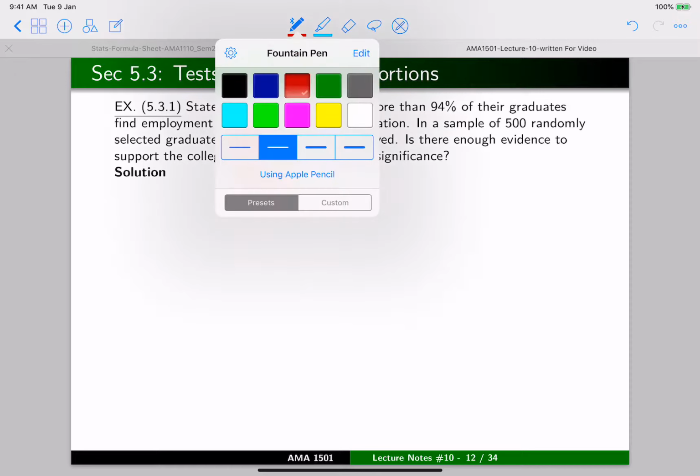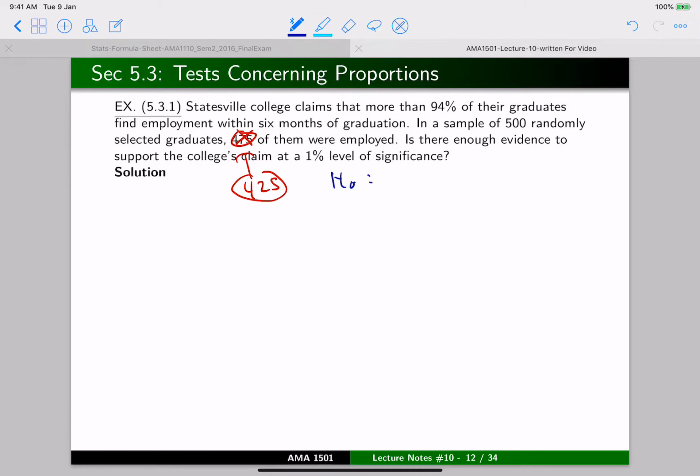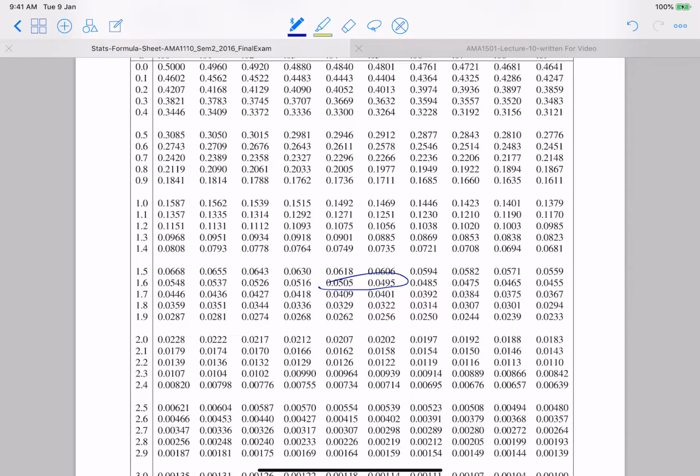So in this case, our null hypothesis is that the college claims that 94%, so the status quo, of the graduates get employed within 6 months. The alternate hypothesis is that less than 94% of their students get employed within 6 months. So this is a left tail test. That means we need to look at minus z alpha, which is minus z at 1% significance, 0.01. What's 0.01? It's about right here, so 2.325.